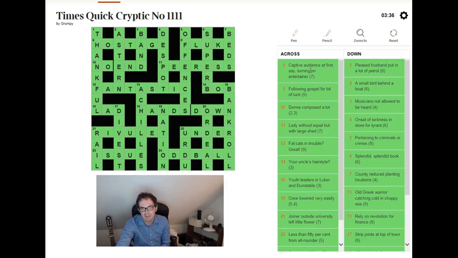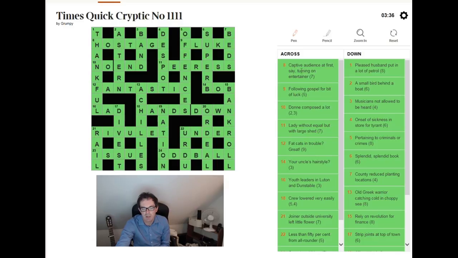is very clever and difficult. So let me explain. A hostage is obviously a captive. Audience at first is the letter A, but it's this letter A here where the cursor is. Say turning is EG. If you use say to indicate an example of something, it could be an EG. And we reverse EG to give GE. So the end of the clue is AGE. And this is all put on a word for an entertainer, and an entertainer is a host. So that was actually extremely hard.